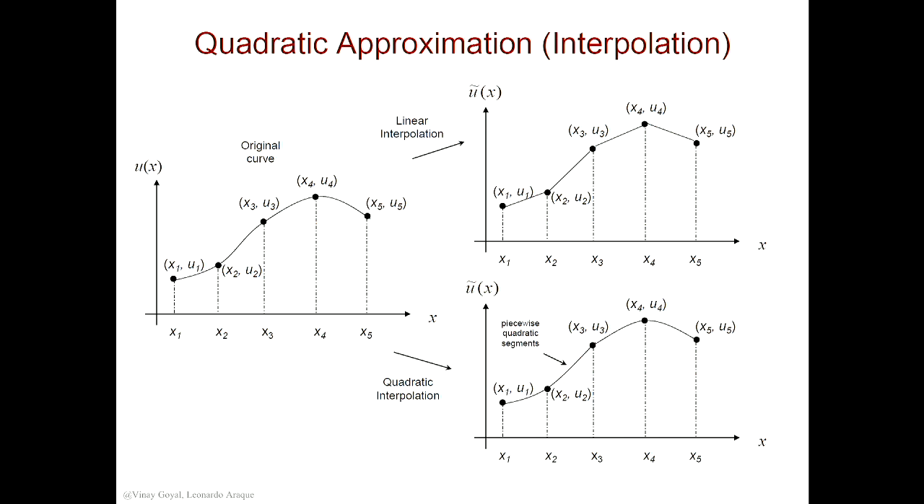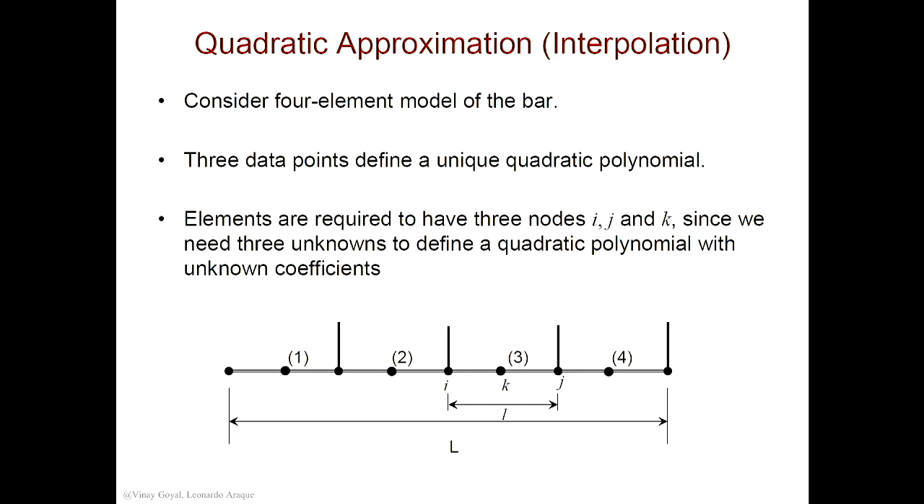So in one case, we linearly interpolated between these 2 points, and in this case, we can now look at a quadratic interpolation between these 2 points. Here I have a 4-element bar model. I need 3 data points to fit a quadratic polynomial. To do that, let's consider element number 3. I have a node here and a node here, so at least I have 2 unknowns. What I can do is add a 3rd unknown right at the center. I could move it more to the left or more to the right if I want to. I can do whatever I want with that node.